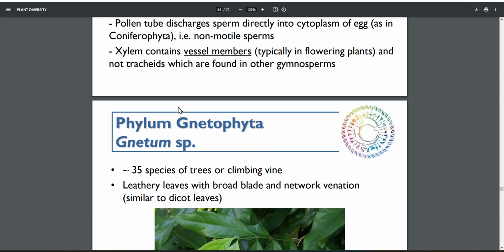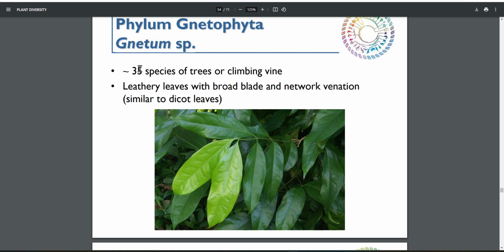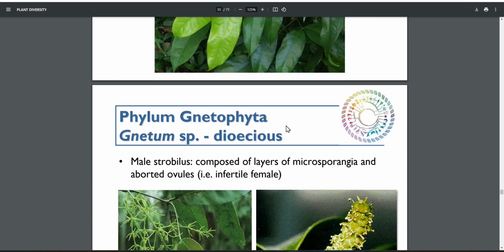All right. So for the first genus, Gnetum, there are about 35 species of trees or climbing vines, and they have leathery leaves that are broad and blade-like with a network of venation. They look very similar to dicot leaves, but dicot leaves are only present in angiosperms, or flowering plants, and these are not that.